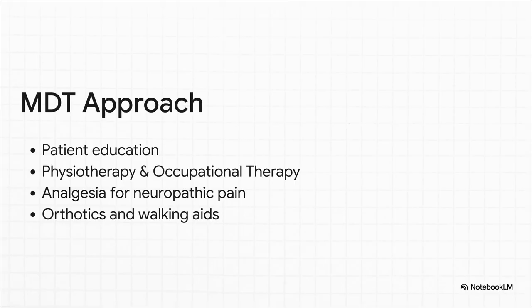Proving that you treat the whole patient and not just the nerve lesion is absolutely crucial. Mention patient education. Bring in physio and occupational therapy to maximize their function. Talk about analgesia for that burning neuropathic pain. And of course, providing orthotics and walking aids to keep them mobile.